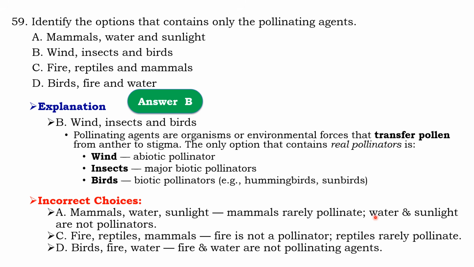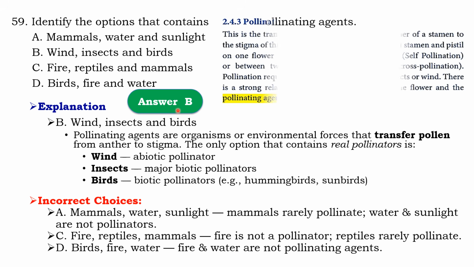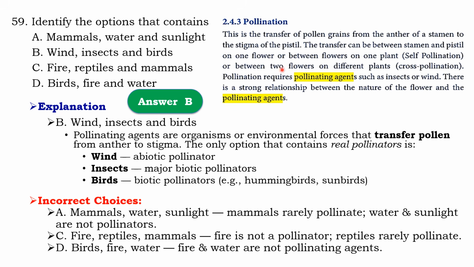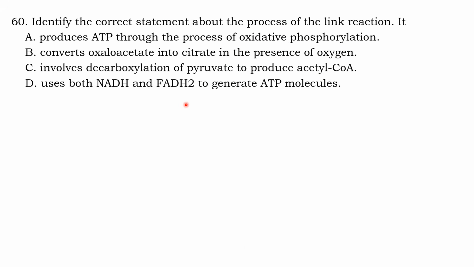Mammals are rarely pollinators, and water and sunlight are not pollinators. Option C, fire, reptiles and mammals: fire is not a pollinator, and reptiles and mammals rarely pollinate. Option D, birds, fire and water: fire is not a pollinating agent, whereas water and birds can be pollinating agents. So the answer should be B. We can look in biology grade 10: pollinating agents such as insects and birds. So the answer should be B.